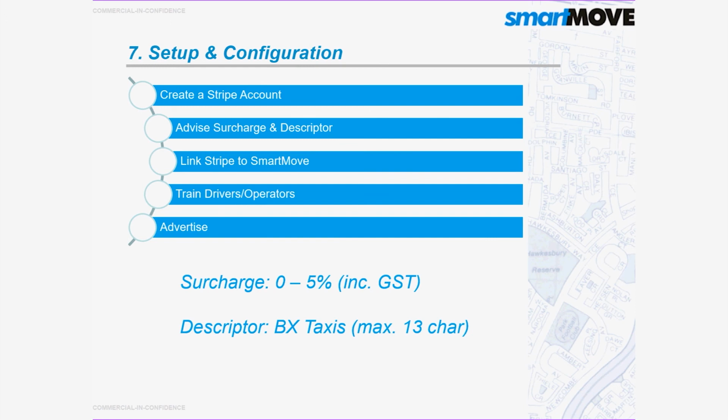Once you've set up or created the Stripe account, you will advise us of what surcharge you want us to put into the system and what descriptor you want to specify as well. Now, the descriptor is what your customers will see on their credit card statement. You can have a maximum of 13 characters. Now, try to make this easily recognizable, as you don't want customers to dispute a transaction which they may not recognize.